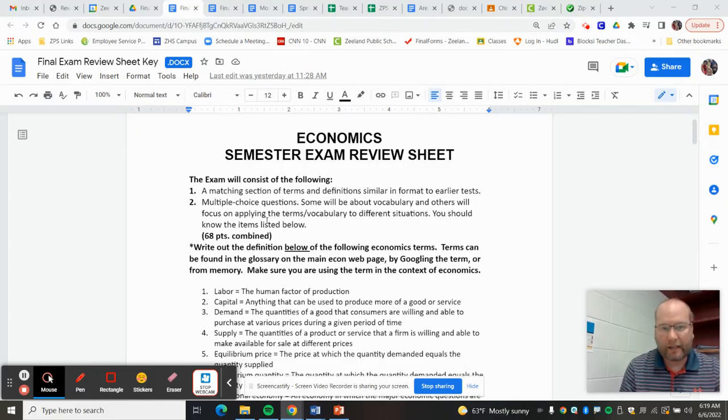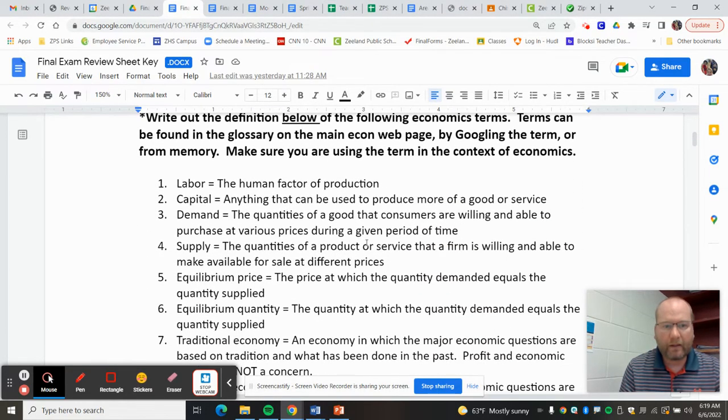Okay, so I guess we can just go through these together to make sure that you've got the right stuff. I'm going to blow this up a little bit. There we go. All right, so we talked about the 4 factors of production way earlier in the semester. Land, labor, capital, entrepreneurship. The first one, labor, the human factor of production, that's us, the workers.